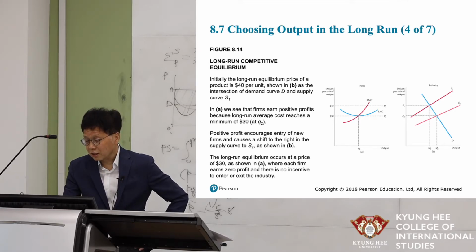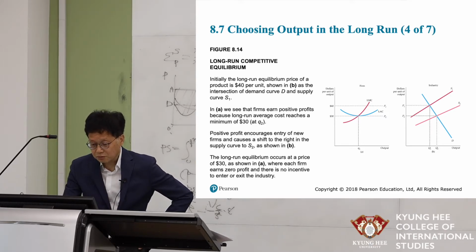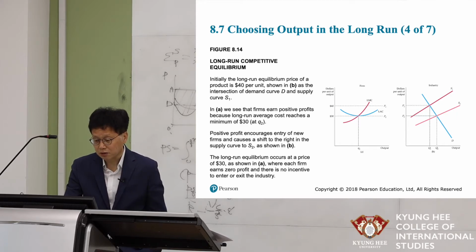In this case, the price is greater than average cost, and this firm produces Q0. Okay, look at this again. In A, we see that the firm earns positive profit because long-run average cost reaches a minimum of $30, right? Market price is $40, minimum average cost is $30. So a $10 profit, positive profit, is possible, right? Positive profit, then what happens?